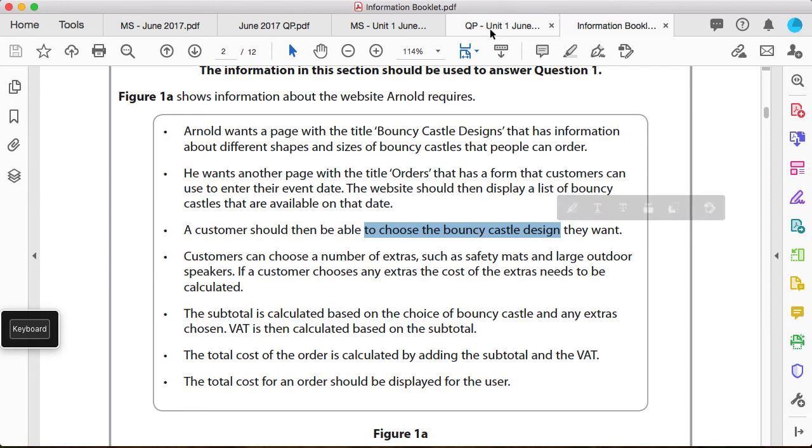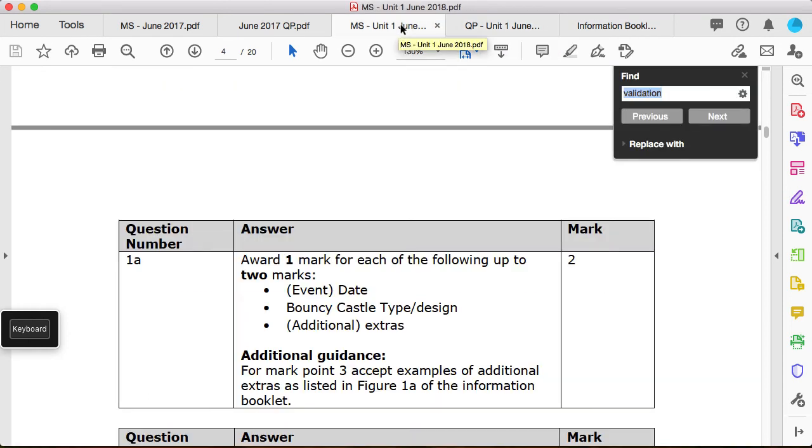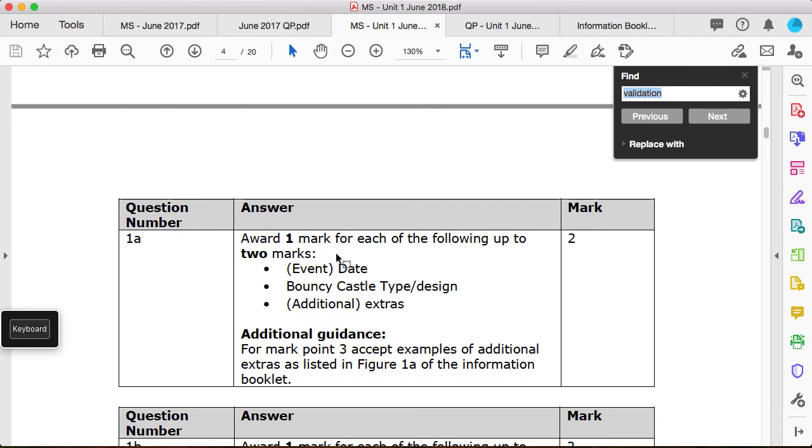So I think probably from that you should be able to start to see what the answer to this question is. Okay, so this is question number 1A. So again, I go to the mark scheme for this. They got the event date, the design, and they can also choose the extras. All right, so there's some answers there and how you can apply some of the skills that we've been learning so far.